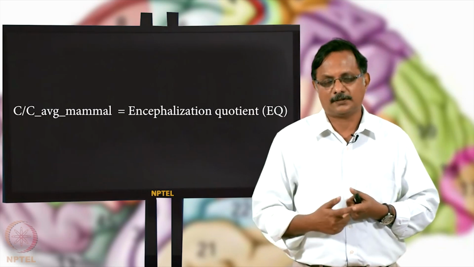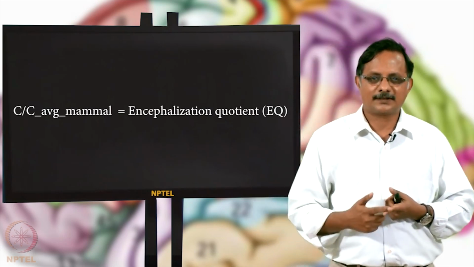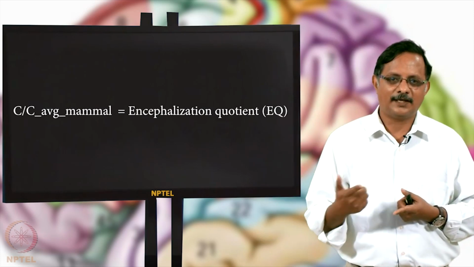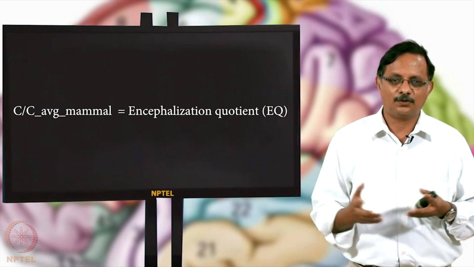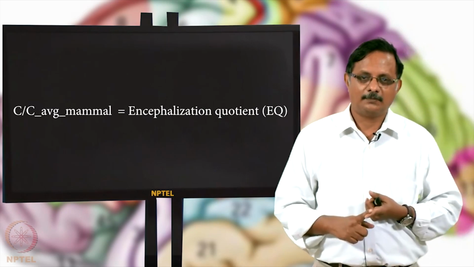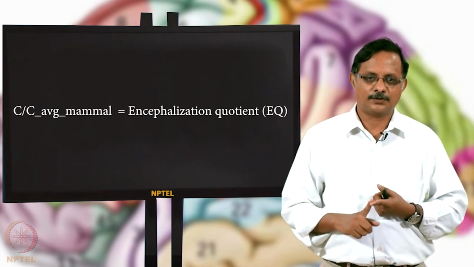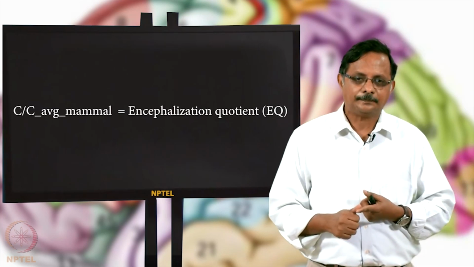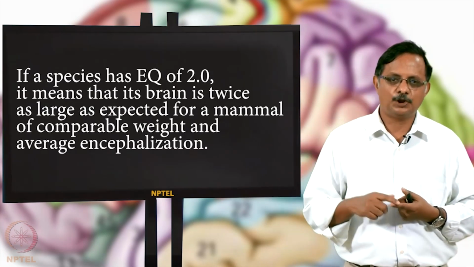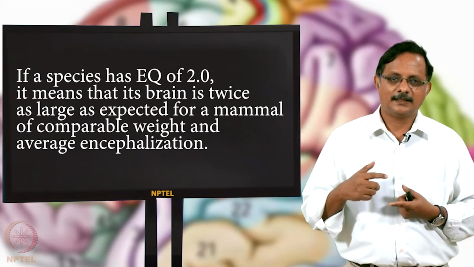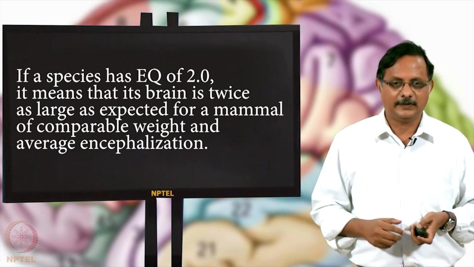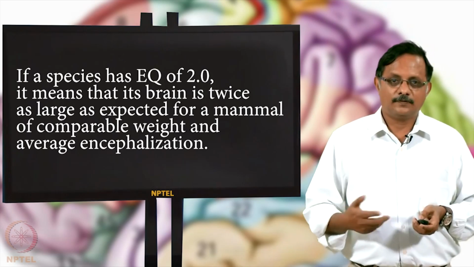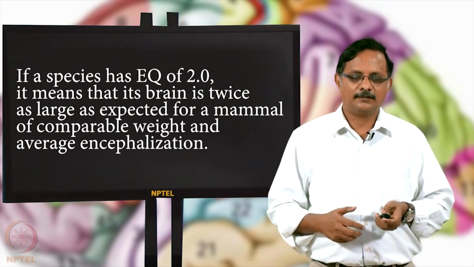EQ of that species. This abbreviation EQ is slightly misleading, because it sounds like IQ, but actually as of now it does not really correlate with IQ. We do not know, we cannot say anything at the moment, but that is the abbreviation that is used. So what does this EQ mean? If a species has an EQ of 2.0, it means that its brain is twice as large as expected for a mammal of comparable weight. So this is how EQ is measured and defined.